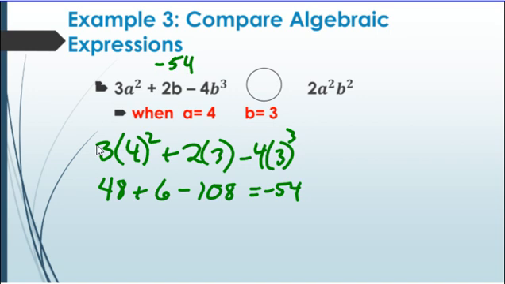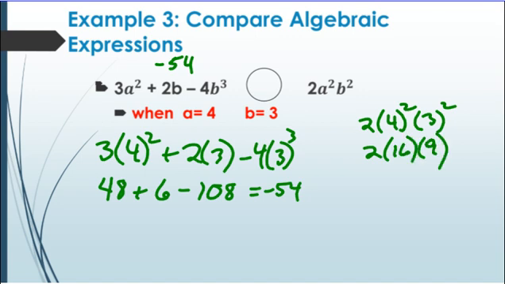The other side we have 2 times a squared, so 4 squared, times b squared, so 3 squared, 9. So we've got 2 times 16 times 9. 2 times 16 is 32, times 9 gives us 288. So negative 54 is less than a positive 288.